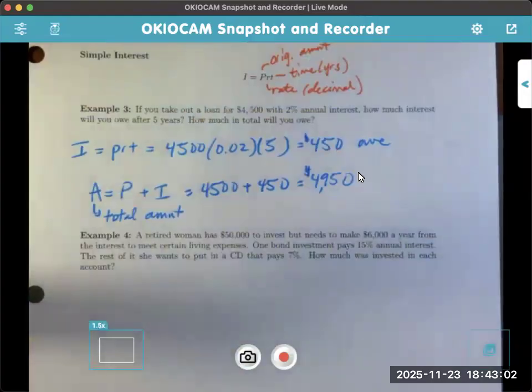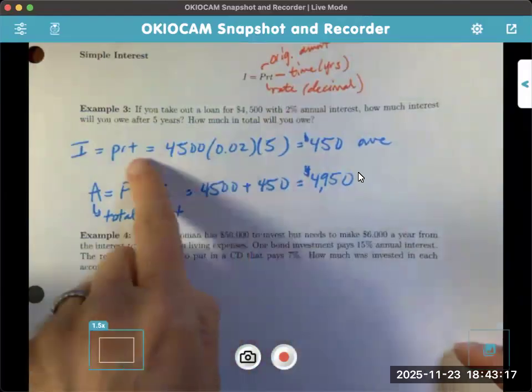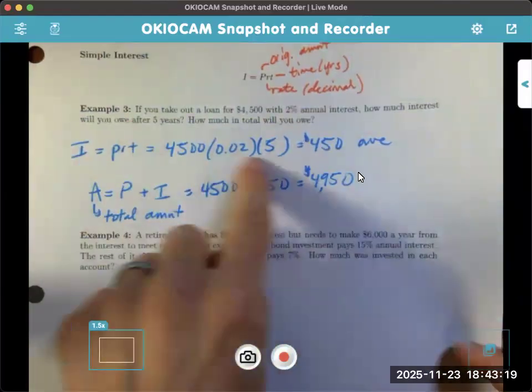Hopefully that wasn't too bad for you because we are now going to make it a system. We are going to have two banks with two different rates, and we have to find out how much is going into each bank. But the simple interest, this part right here, is kind of the heart of the problem.